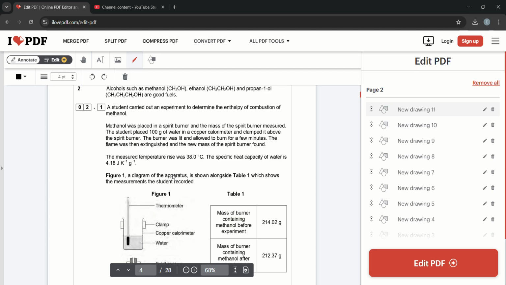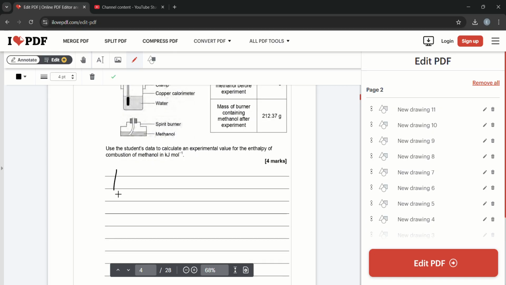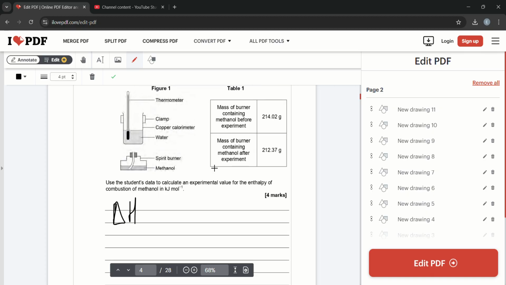Question 2. I'm not going to read through all of this because it's probably going to take maybe a minute 30 seconds, and it's just going to be a waste of time. But the question says calculate an experimental value for the enthalpy of combustion of methanol. So what we're trying to find is delta H. And you do need to know this equation off by heart. It's really important, especially when it's more than 2 marks for these type of calculating enthalpy of combustion.